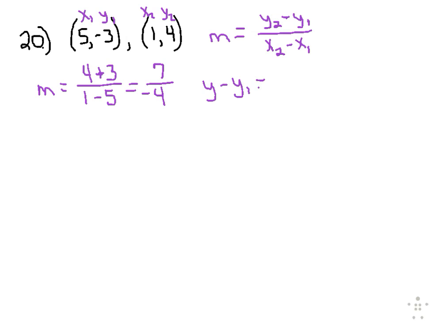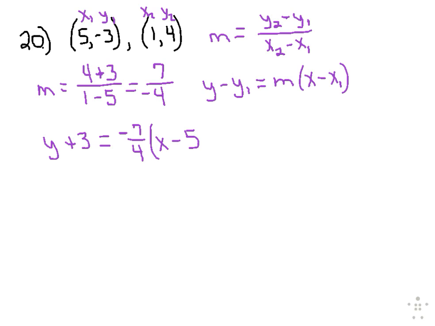point slope form. So y minus y1 is equal to m times x minus x1. Alright, let's plug things in. So y minus negative 3, it's actually plus 3, is equal to negative 7/4, that's the m, times x minus x1, it's 5. Alright, so let's distribute. So I get y plus 3 is equal to negative 7/4 x, and then a negative times a negative is plus, and so it's going to be 35/4.